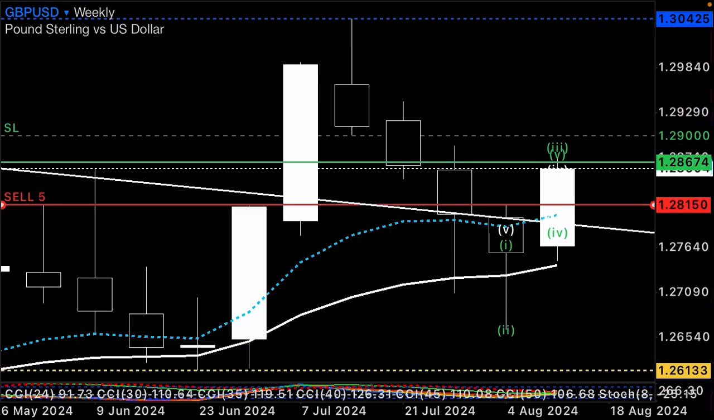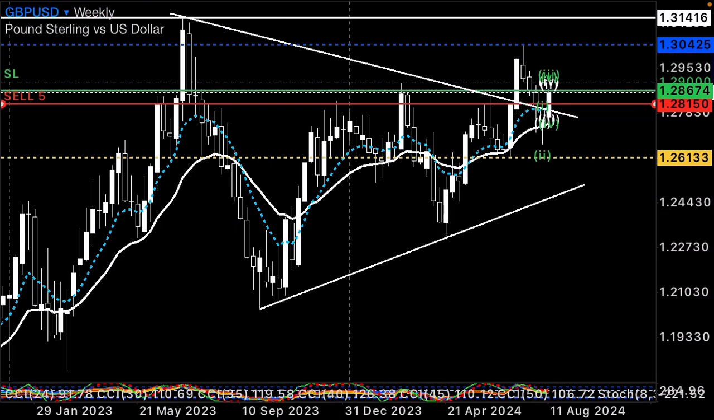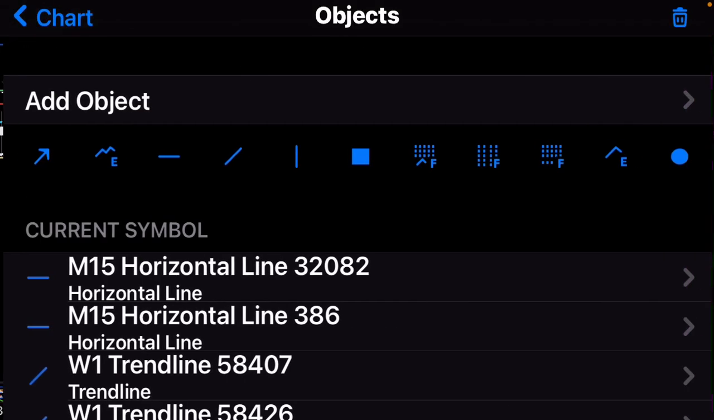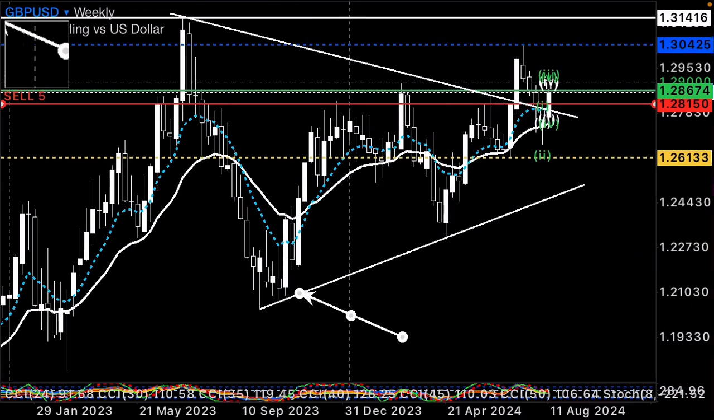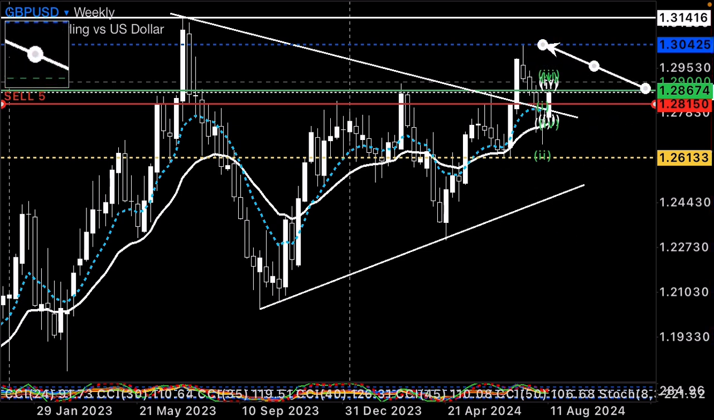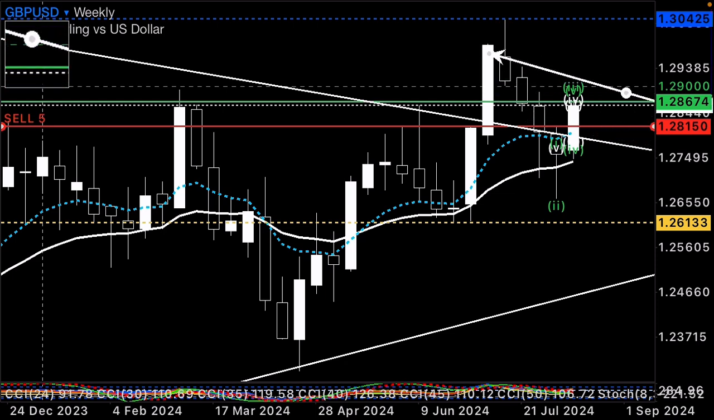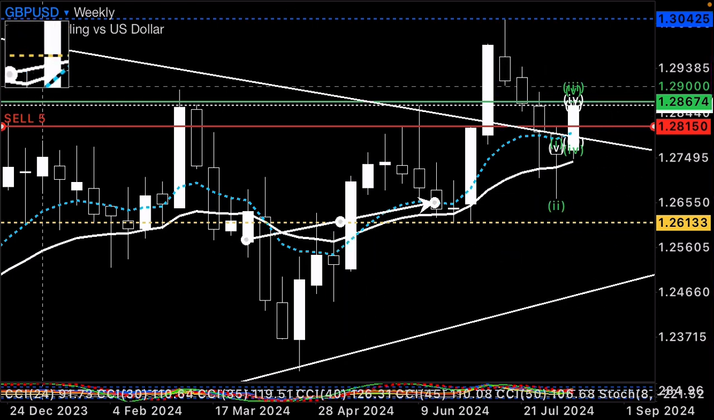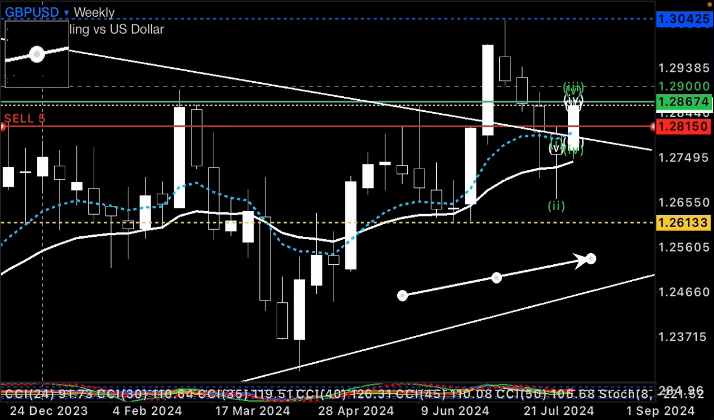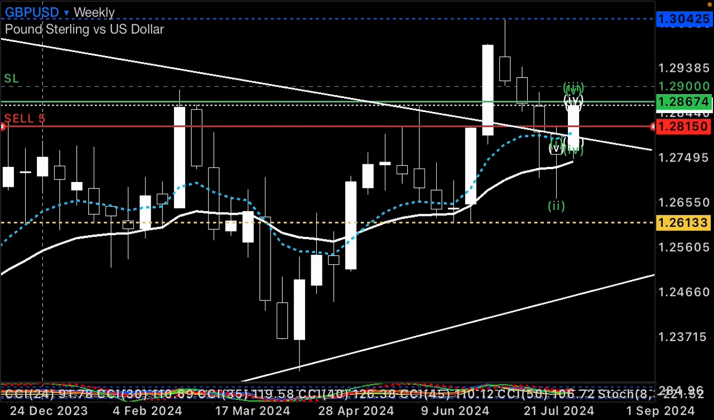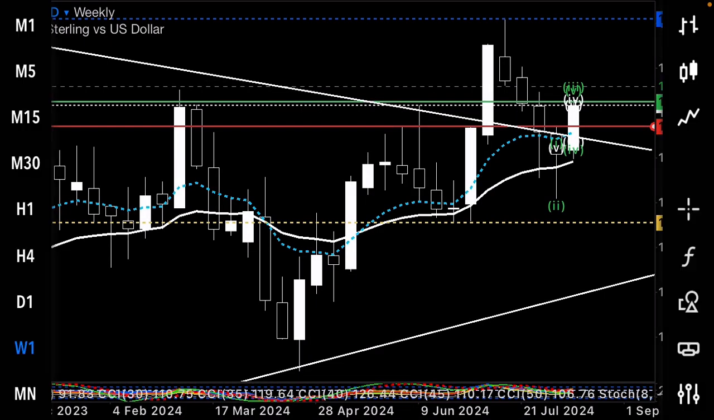So, that would be ABC of B. This right here. A, B, C, B. And then it's ready going down for a C wave now. And that could be wave 1. Let's turn this around the other way. This could be wave 1. This could be 2. And then coming down for a 3. So, anyway.